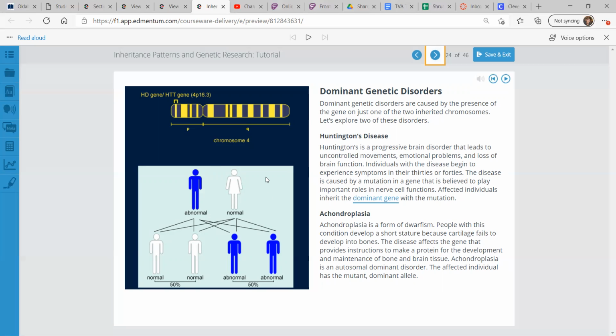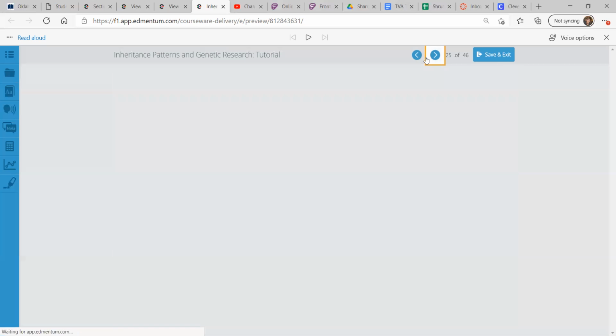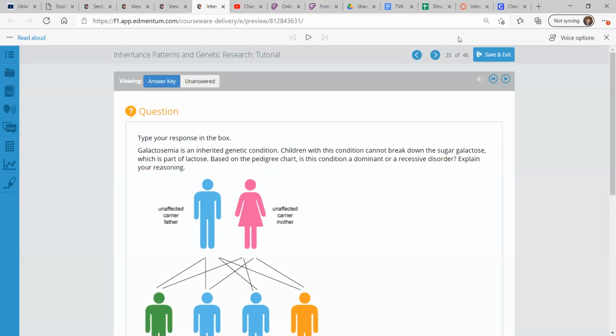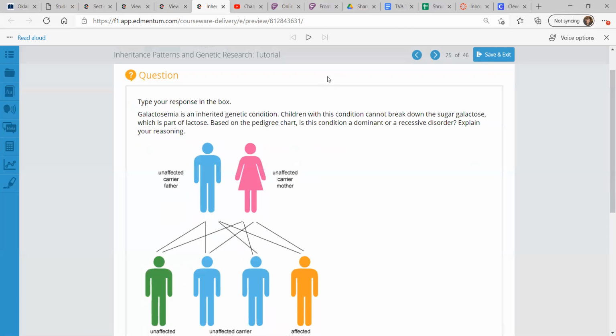So here's an example of Huntington's disease. Only one parent had to be affected. And the chance of their offspring getting it: 50% normal, 50% will receive this dominant gene. So it's a higher percentage than recessive genes.